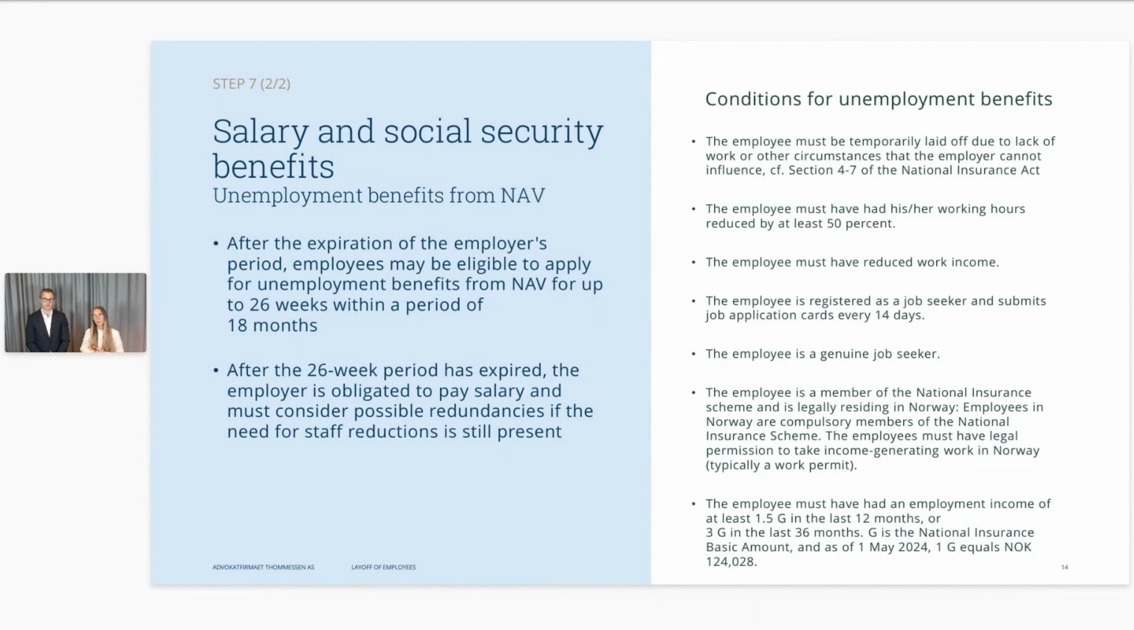Employees are only entitled to unemployment benefits for 26 weeks within a period of 18 months. After this period, the employer is obliged to take the employee back to work. If the need for staff reductions still exists, the employer must consider carrying out a redundancy process.